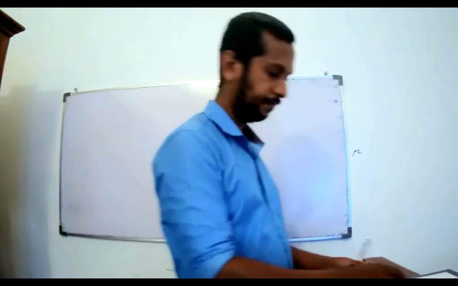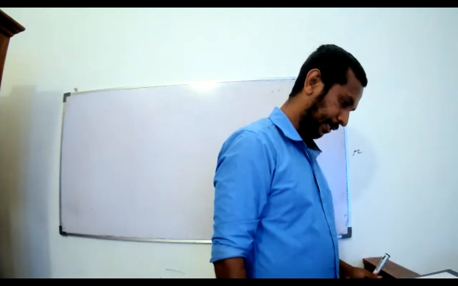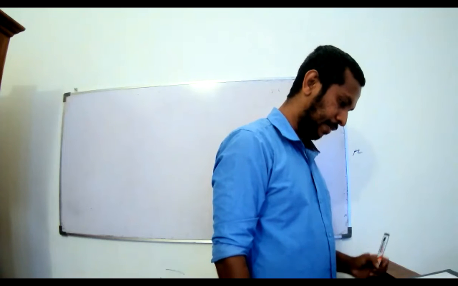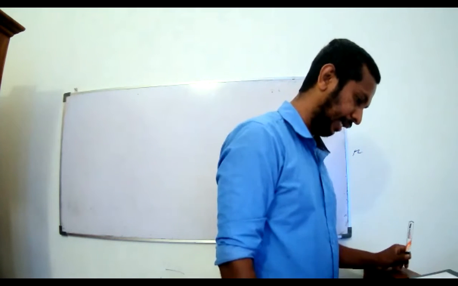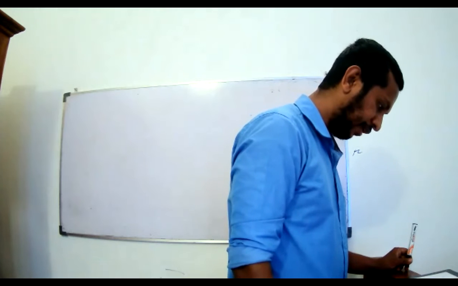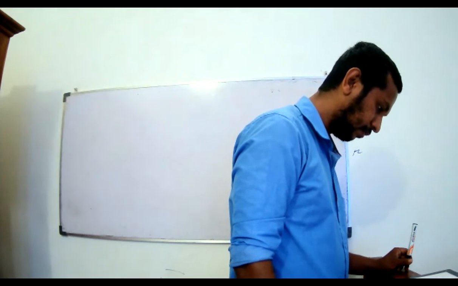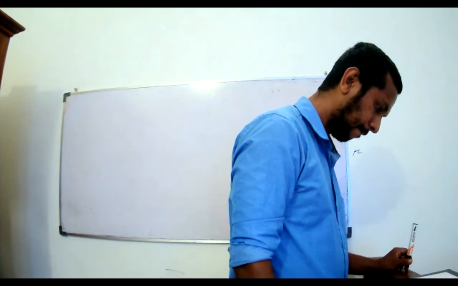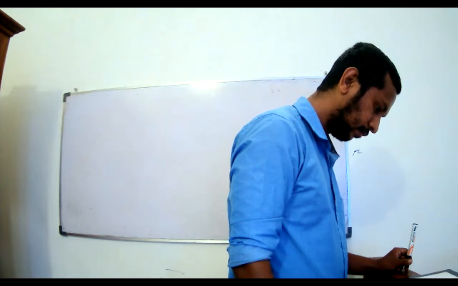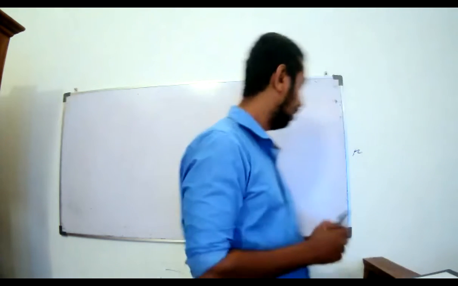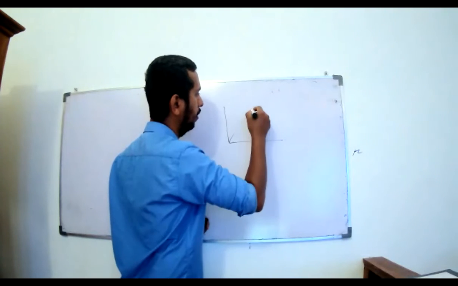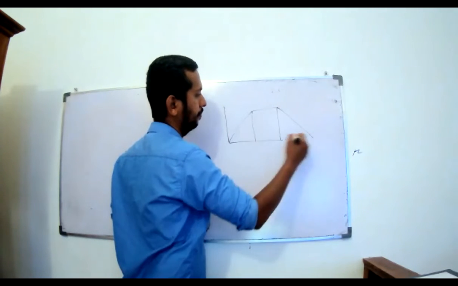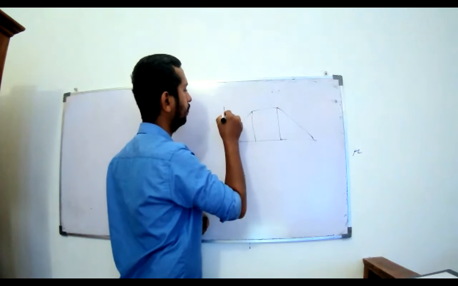The next case: determine the distance moved under constant velocity. What is the height of each floor? 3 meters. How much? 3 meters. 3 meters, right? So therefore, the area under the graph would be how much? 3 meters. Next.